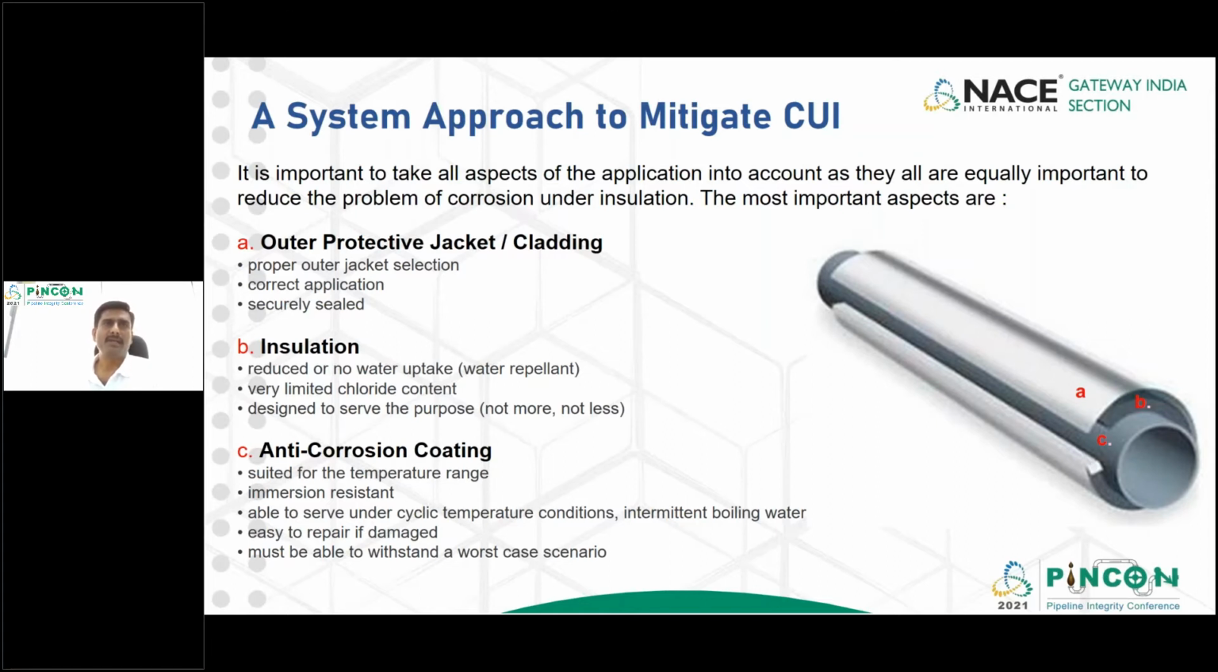The outer protective cladding is the first barrier of protection, with selection of a non-metallic jacket and its application process to form a single monolithic system. The second, insulation: selection of insulation material focused on its thermal properties, water repellent property, and limited leaching of chloride content. Anti-corrosion coating must withstand the operating and cyclic temperature, with surface roughness for bonding with insulation material, and ease of repair.